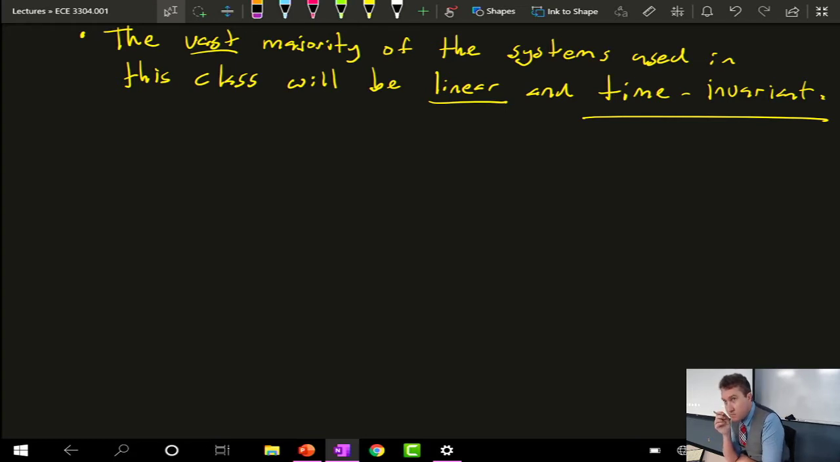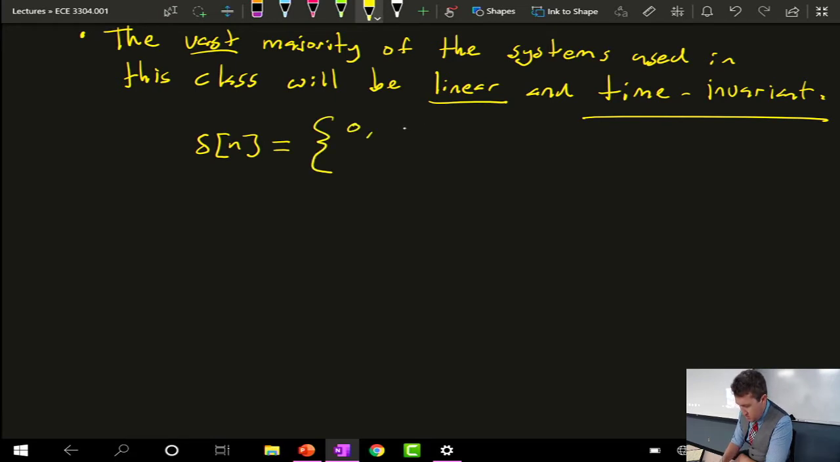N is an integer. The value of the sample sequence is what? Also an integer? Or, no. Continuous number? No. The output? The unit? Delta n is equal to what? 0 when n does not equal 0, and 1 when n is equal to 0, right?